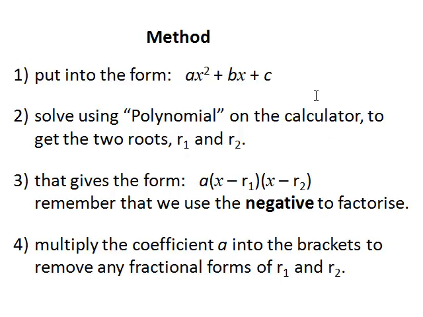So there's our method. We write our polynomial in the form ax squared plus bx plus c, normally it will be given to you that way. And in polynomial on the calculator, we get two roots to the equation equals 0, r1 and r2. We make a in the front, x minus the first root, x minus the second, and then we multiply a in to remove any fractional components.